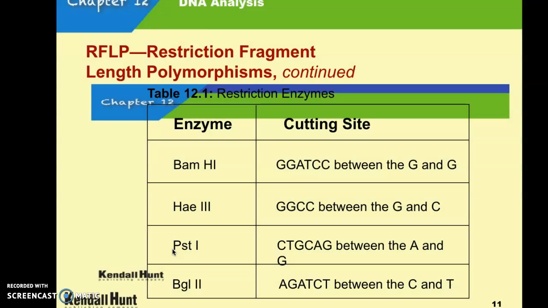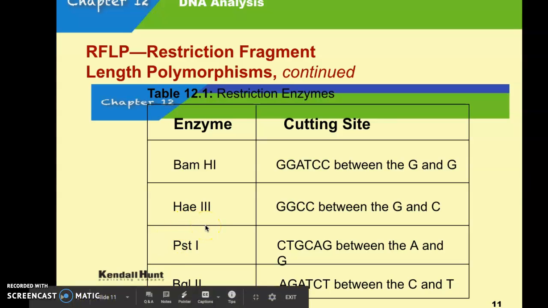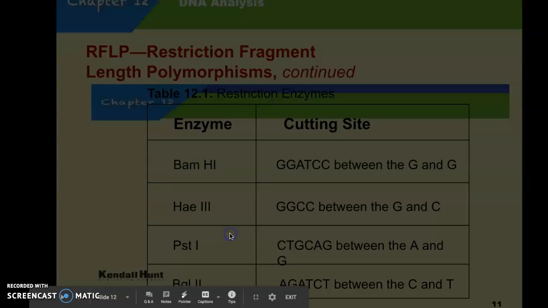So to give you an idea, we have sets of enzymes that we know where they cut on the DNA. If I use BamHI, it cuts on this sequence between the G and the G. HaeIII cuts between the C and the G. PstI cuts between the A and the G. And BglII cuts between the C and the T. I do not expect you to know that. We're going to go through several examples of these and show you how the enzymes cut the DNA fragments in order to determine patterns or these fingerprints.